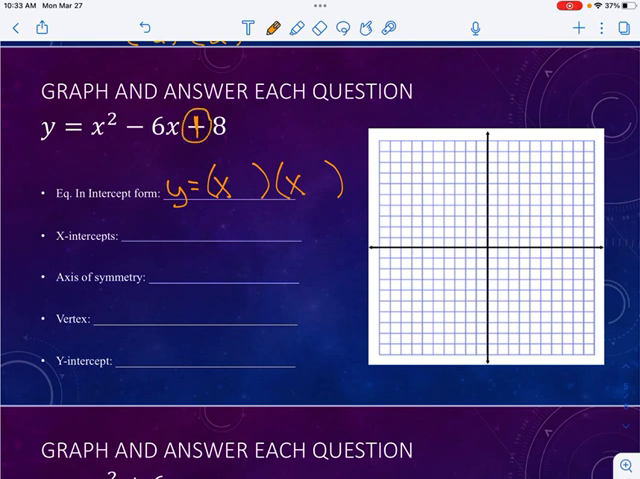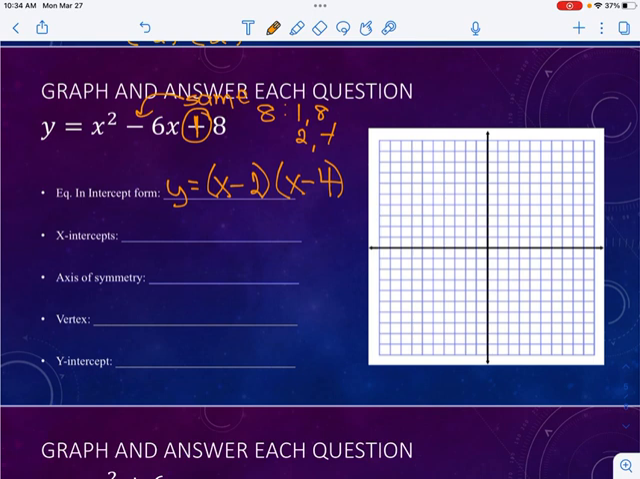So we're going to take the positive here, which tells me that it's the same sign. Then the -6 is telling me that it's going to be both negative. So then we look at factors of 8. We have 1 and 8, or we have 2 and 4. So in order to add up to 6, we're going to have a 2 and a 4. So that is my factored polynomial.